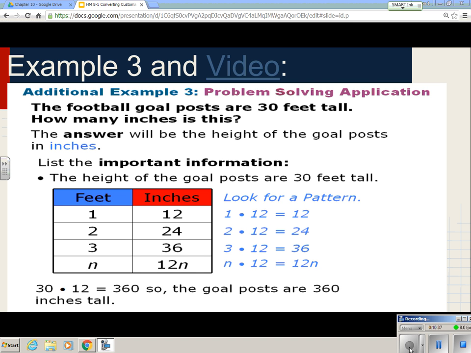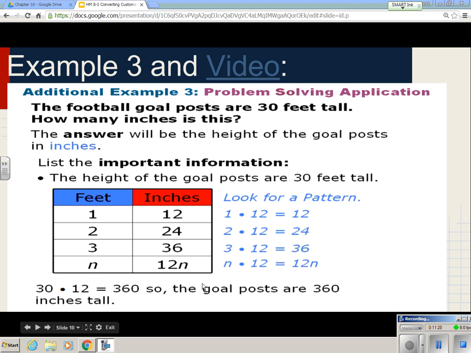So the first thing we have to do is figure out what we're trying to solve for. Well, we know that the answer we're looking for is the height of the goalposts, but not in feet, in inches. So we have to list the important information we have. We could simply go, well, 1 foot equals 12 inches, 2 feet is 24 inches, and all we're doing is multiplying by 12 each time. 3 feet, 36 inches, and so on, till we get to 30 feet. Well, all that means is we're doing 12 times n. So we could set up an expression like this, 12n equals whatever the answer is, and we just throw in the feet. So we could just do 12 times 30, and that's going to give us the answer 360 inches. We could do it that way.